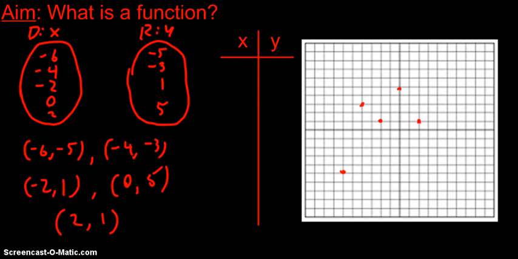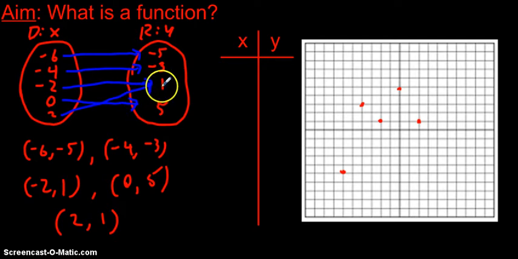Alright, so since every element in the domain has exactly one y value it relates to, negative 6 should only relate to one number. That's 5. Okay? Negative 4 should only relate to one number. In this case, that's negative 3. Negative 2 should only relate to one number, which is 1. 0 should only relate to one number, which is 5. And 2 should relate to only one number, which is 1.